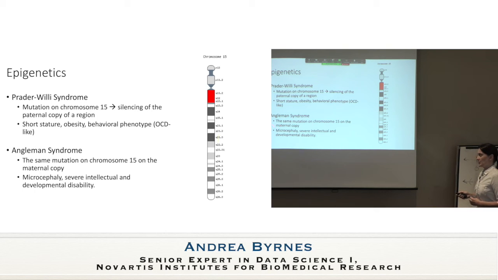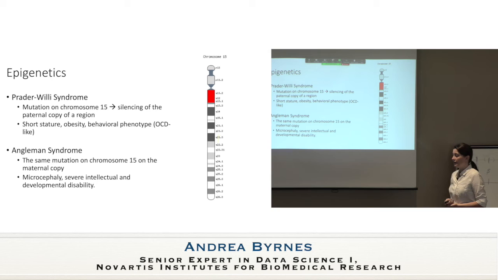An interesting observation about this particular region is that if you have exactly the same mutation on chromosome 15, but in the maternal copy, you actually end up with Angelman syndrome, which results in microcephaly, severe intellectual and developmental disability, and this is thought to have to do with differences in methylation in fetal development.